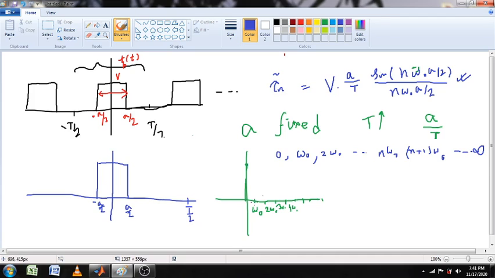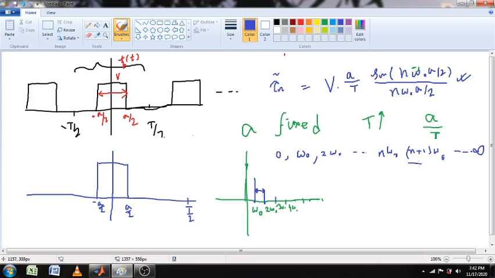These are the things we are plotting in the spectrum of the Fourier series, right? So it could be one impulse at omega naught, then one at twice omega naught, then one at 3 omega naught, and so on and so forth. So what is the spectral gap between two lines? Can we find out the spectral gap between the two lines? I can take any two lines and get the difference between them.